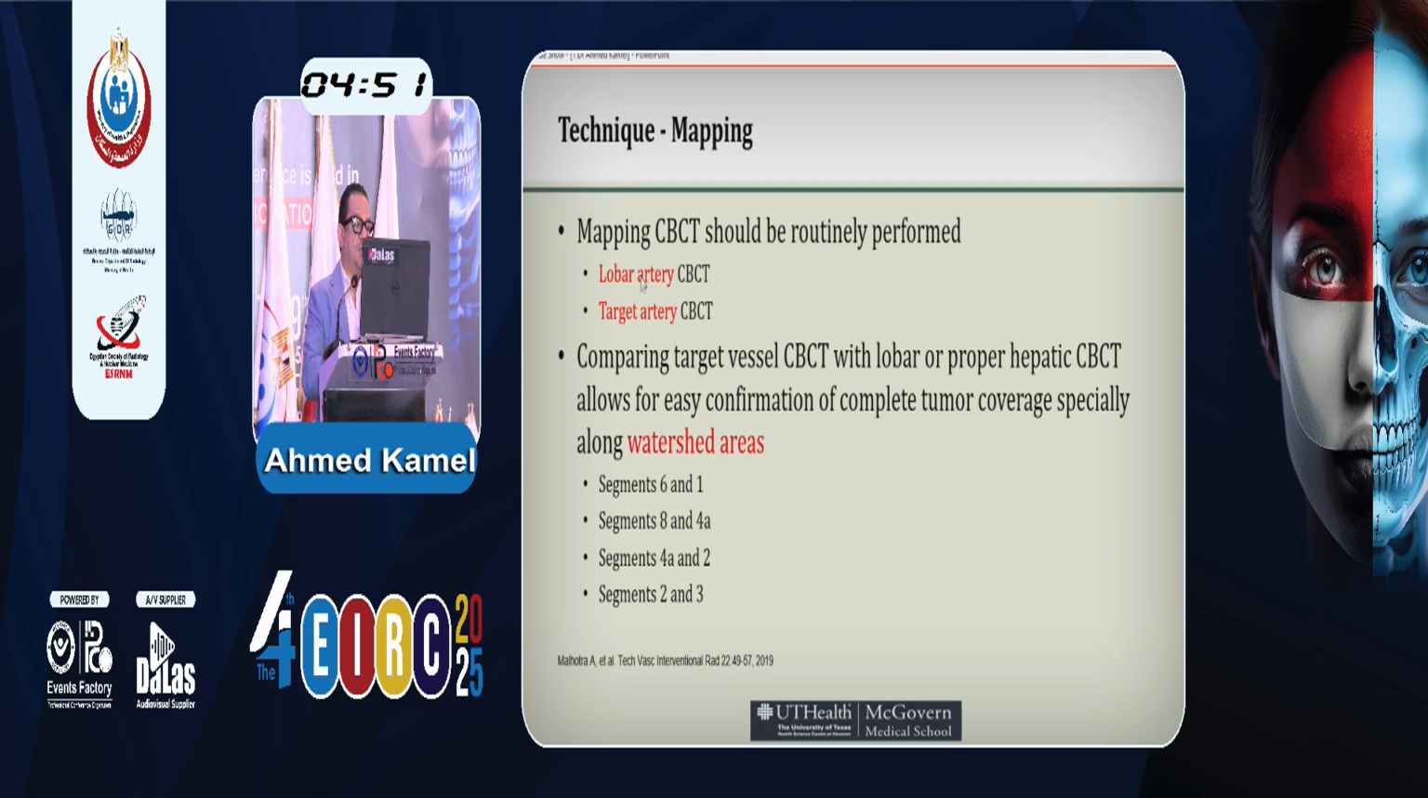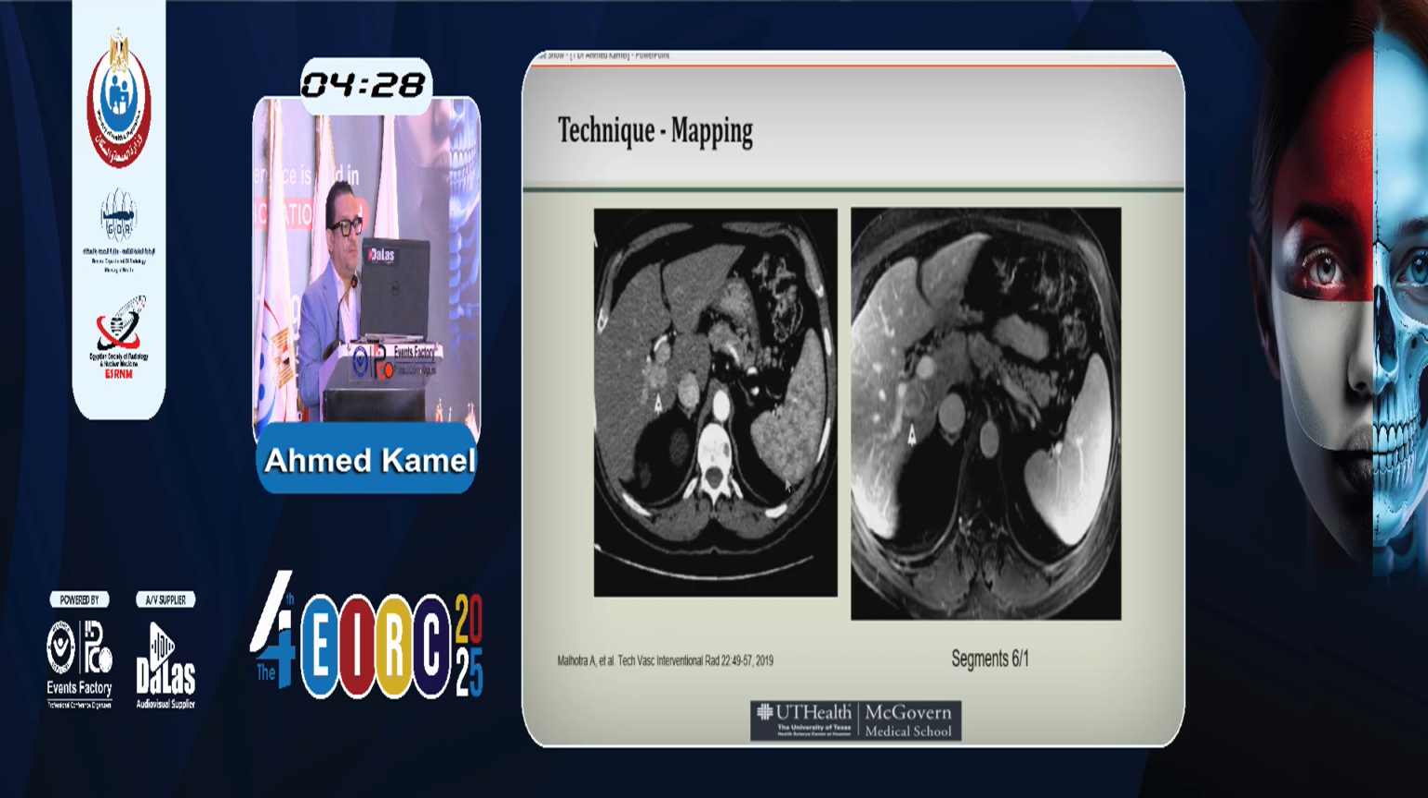So the recommendation is always to do a lobar cone beam CT, which is a CT that is done on the angio machine. And then when you get closer to the tumor, do another target artery cone beam CT in order to discover whether this patient has a tumor in the watershed areas. These are the most common watershed areas in the liver: between segments 6 and 1, 8 and 4A, 4A and 2, 2 and 3. We'll see some examples here.